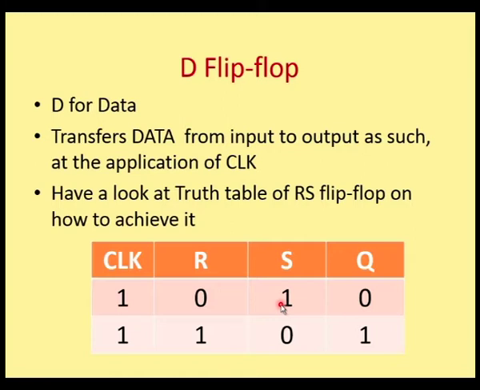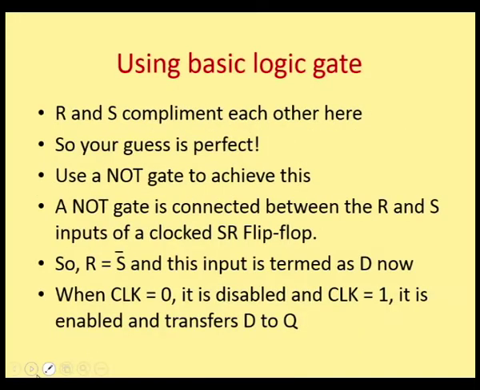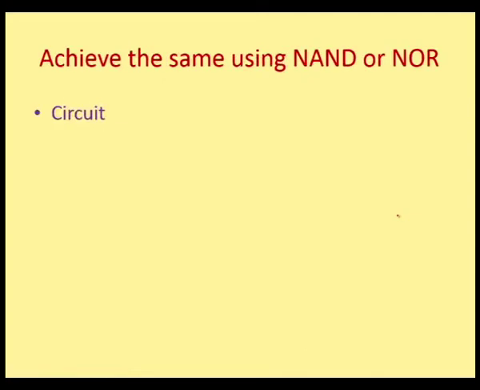Once you made a clocked RS flip-flop, you can convert the clocked RS flip-flop into a D flip-flop by using what? Yes, by using a NOT gate between the two inputs R and S. That's all. Let's see that now. Here R and S complement each other, so you can achieve the same using NAND or NOR also.